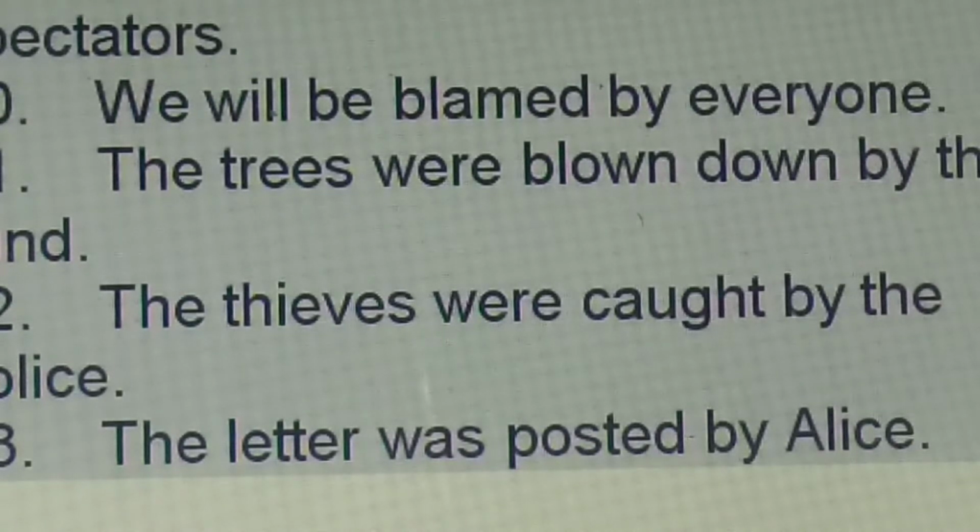The thieves were caught by the police. That's the 12th one. The letter was posted by Alice.